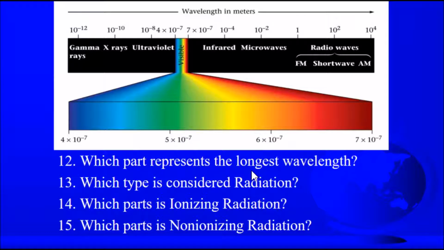All right, so let's go. Oh, I'm sorry, we didn't finish. So which parts are ionizing? Gamma, X-ray, ultraviolet. Which parts are non-ionizing? They do not have enough energy to knock electrons out. Everything else. Okay, so everything else will be non-ionizing. Okay, so let's take a tour of the EM spectrum.